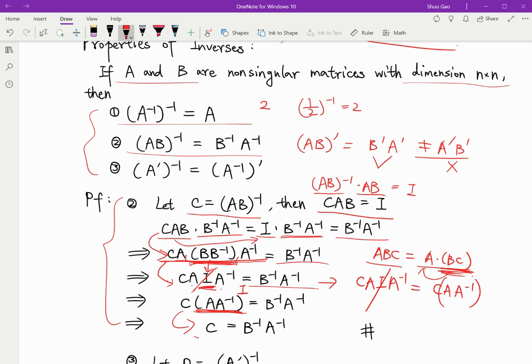So we can know that C is just B inverse A inverse. So C is the inverse of AB. Then after some derivation, we find that C is B inverse A inverse. So we can prove that the inverse of A times B is just equal to B inverse times A inverse.